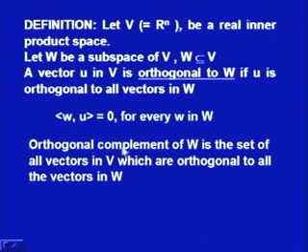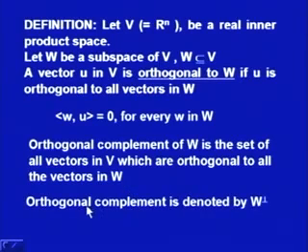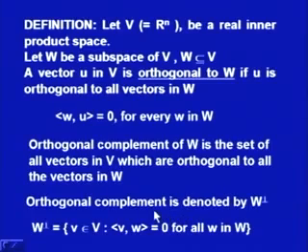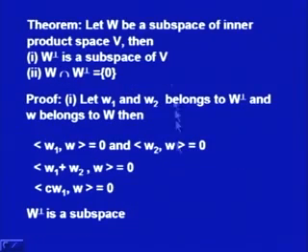Then we talk about the orthogonal complement of W, which is the set of all vectors in V which are orthogonal to all the vectors in W. We will come back to this again. The orthogonal complement is denoted by W perpendicular. Now, let W be a subspace of inner product space V, then W perpendicular is a subspace of V, and W intersection W perpendicular is 0. This is really an interesting result.